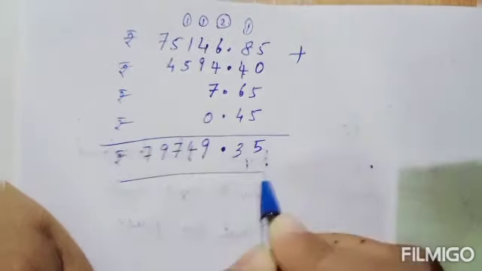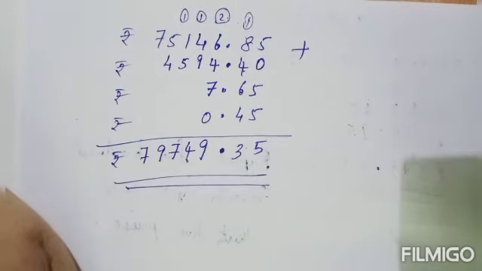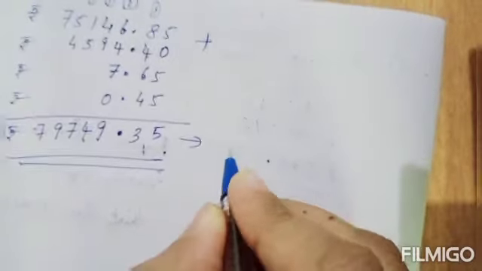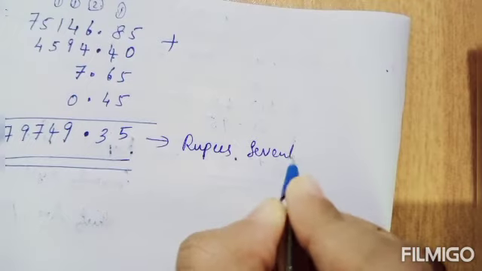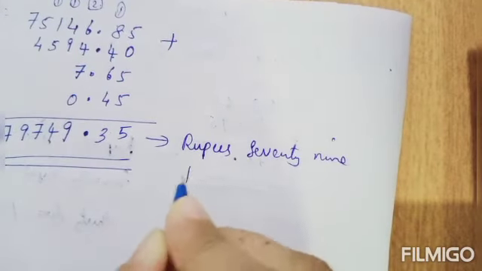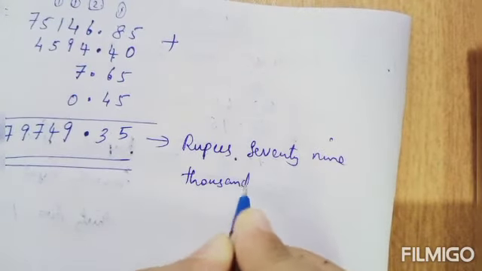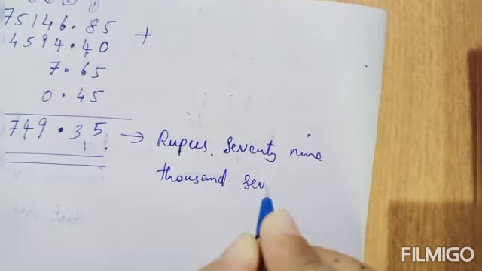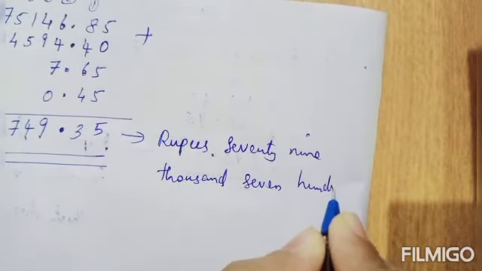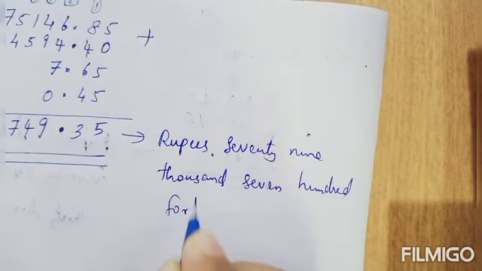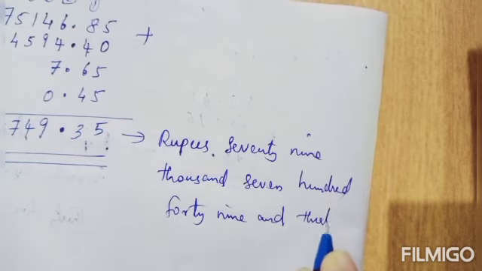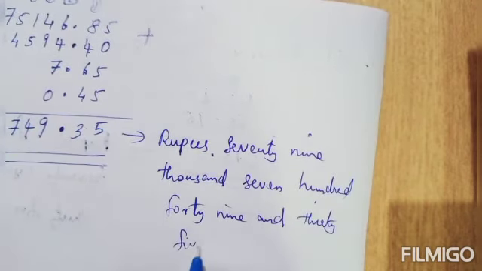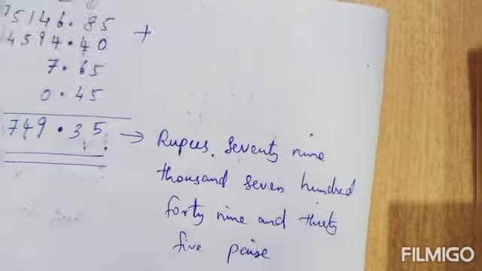So the answer is rupees 79,749.35. You have to write this in figures. Rupees 79,749 and 35 paise. This is the answer.